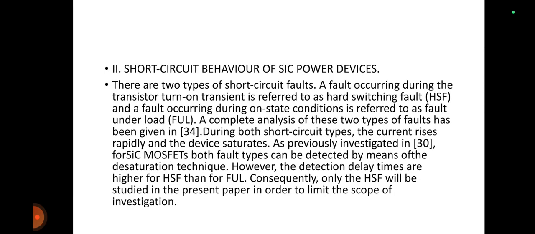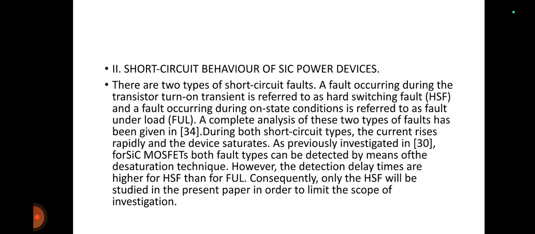So, short circuit behavior of SiC power devices. There are two types of short circuit faults. A fault occurring during the transistor turn on transient is referred to as hard switching fault HSF, and a fault occurring during on state conditions is referred to as fault under load FUL.